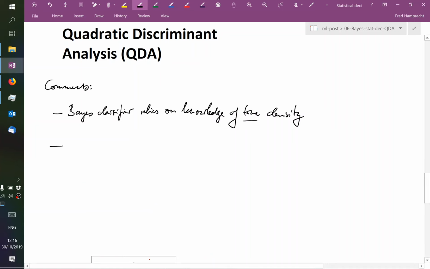And the other comment is that, yes, this base classifier is the very best possible classifier that there is in the world, but best, unfortunately, does not mean perfect.